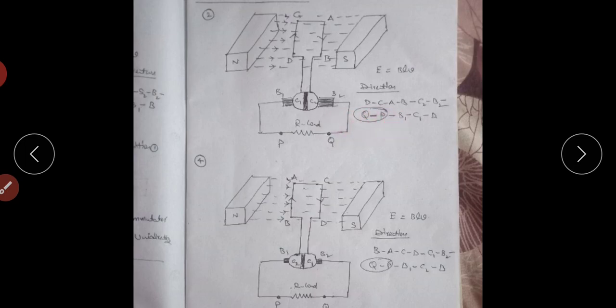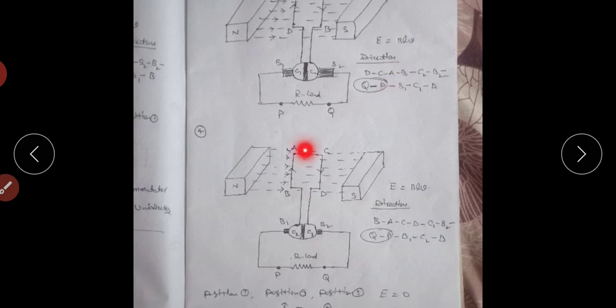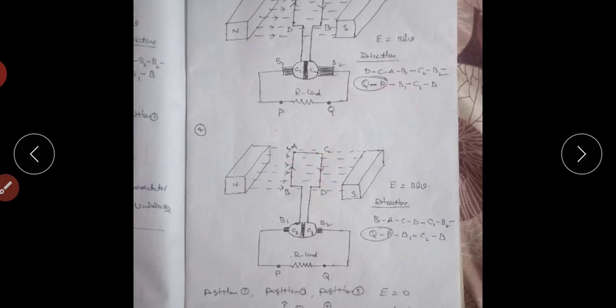Next, in position 3, the conductors are moving parallel to the magnetic field. After 90 degrees from position 2, theta value is 0 and dynamically induced EMF value is 0. Next, after another 90 degrees of rotation, we reach position 4. This is the conductor's position: this is AB conductor and this is CD conductor.